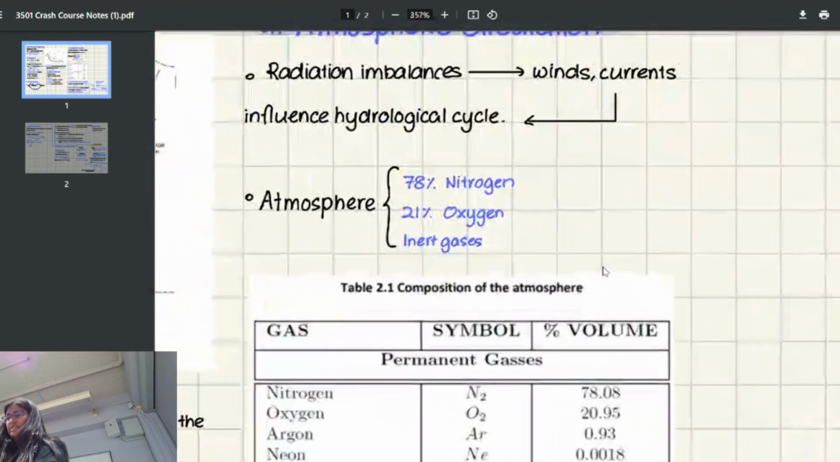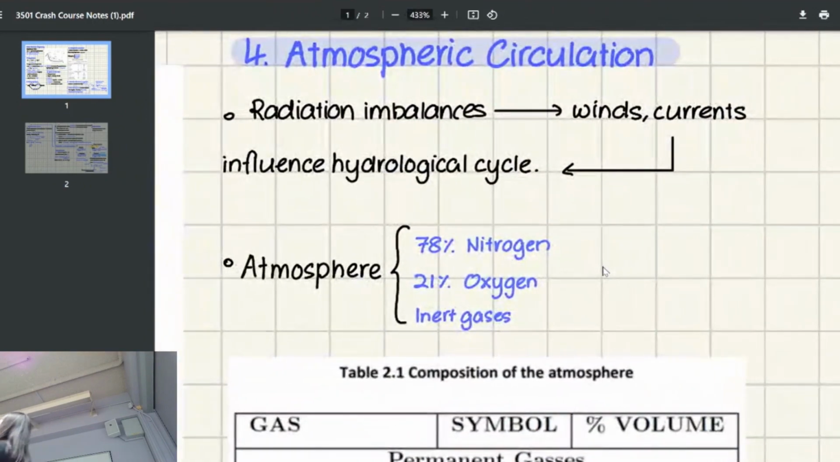Okay. So now this is more what you'll be looking at in week 1. The whole idea of atmospheric circulation is the imbalance in radiation. So imbalance in radiation causes the winds and the currents, which therefore influence the hydrological cycle. If you think about it, if you have a really high current or a really high wind, then you might have a different rate of flow of water runoff, or you might have a higher evaporation rate if there's really high temperatures and no wind at all, right?